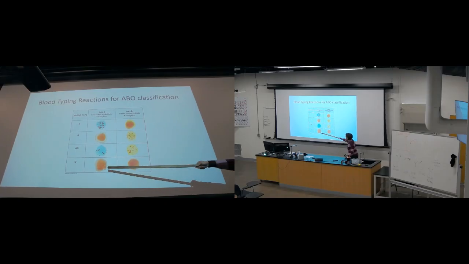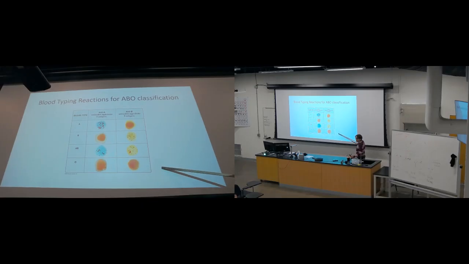And then if you don't have clumping in A, B, or D, what type of blood will it be? O what? No clumping in the 3 will be O negative. And most of us, we have only clumping here, because most of us are O positive. That's the most common type of blood.